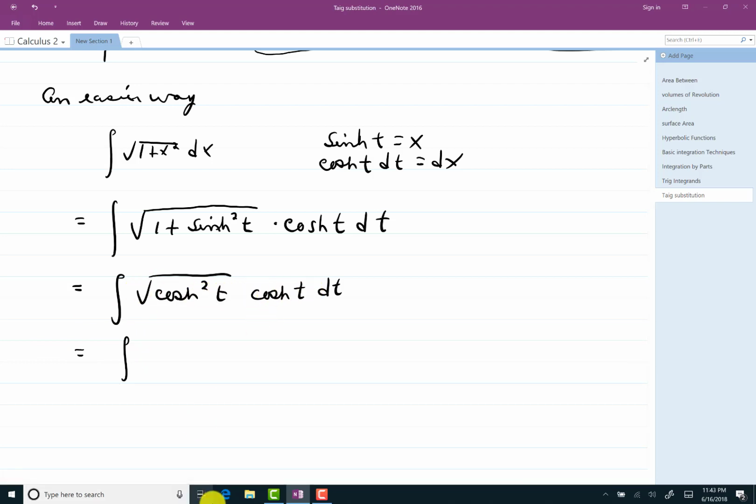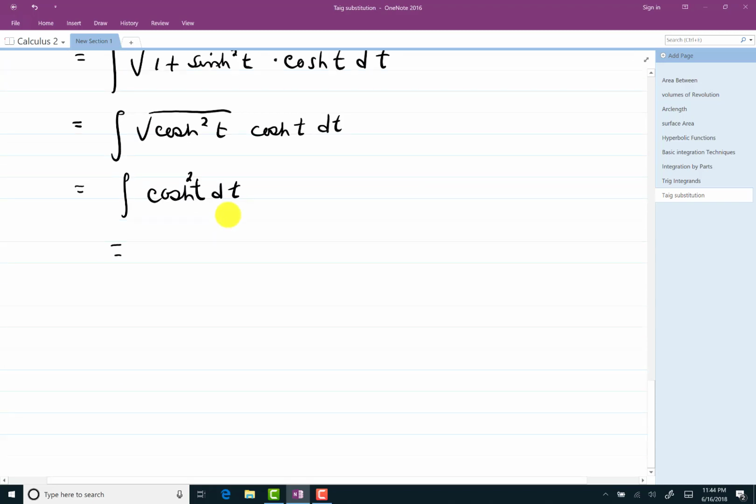Cosh times cosh is cosh squared. Just like with trig functions, there's a half angle identity. You can rewrite this as 1 plus cosh of 2t over 2 dt. I'll take the 1/2 out front, and I'll have 1 plus cosh 2t dt.